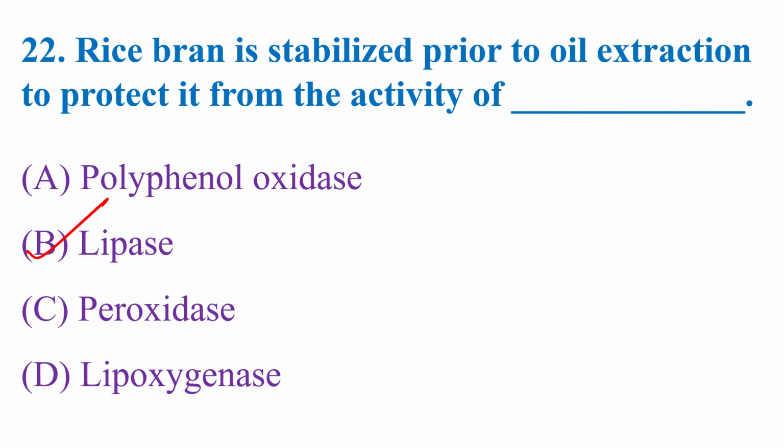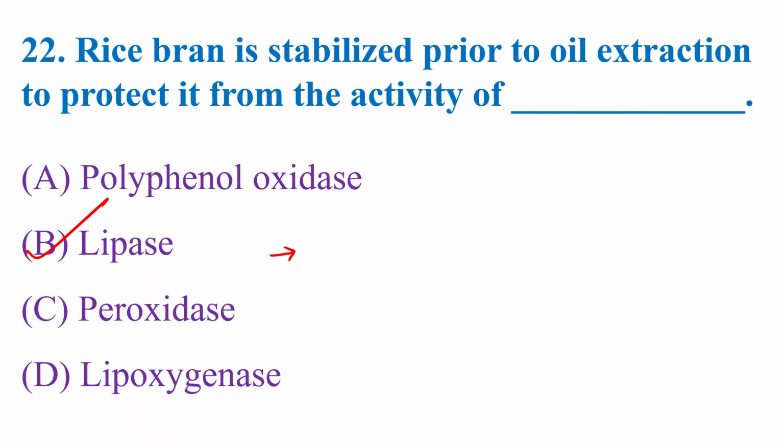That is why we have to stabilize this rice bran. Stabilization means heat treatment, which will inactivate this lipase enzyme, which will preserve the quality of the oil. Without this stabilization, the FFA level will rise rapidly, which will make the oil unfit for consumption, since it will turn rancid and give off flavors.